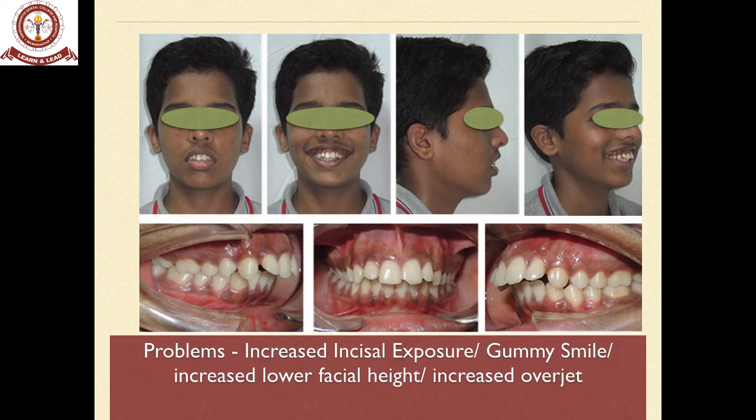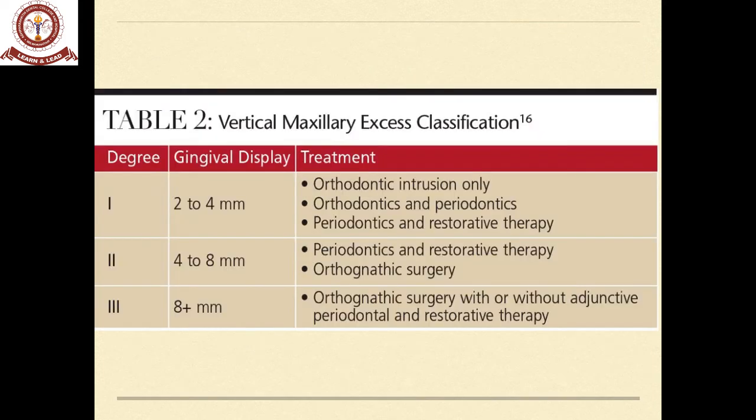So what is the problem list? Increased incisal exposure, gummy smile, increased lower facial height, and increased overjet. So that's the classification for vertical maxillary excess. And how do you treat it? Between 2 to 4 millimeters, orthodontic intrusion, orthodontic and periodontic therapy. And when the incisal exposure is 4 to 8 millimeters, that is when we go into treating the skeletal discrepancy. We do the orthognathic surgery. And beyond 8 millimeters, definitely it's an indicator for orthognathic surgery.